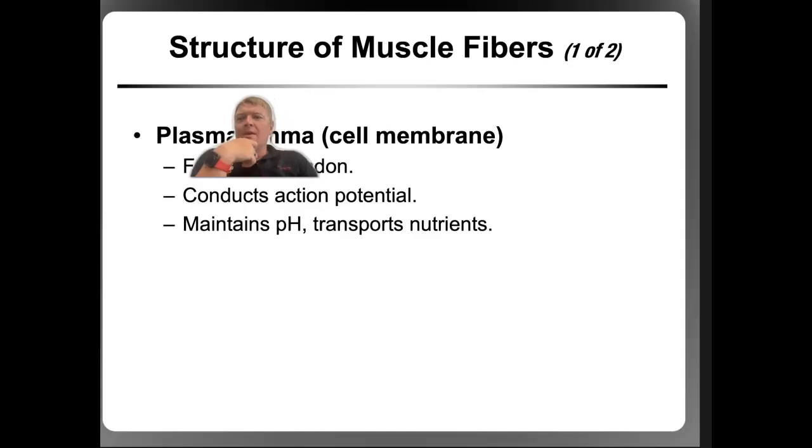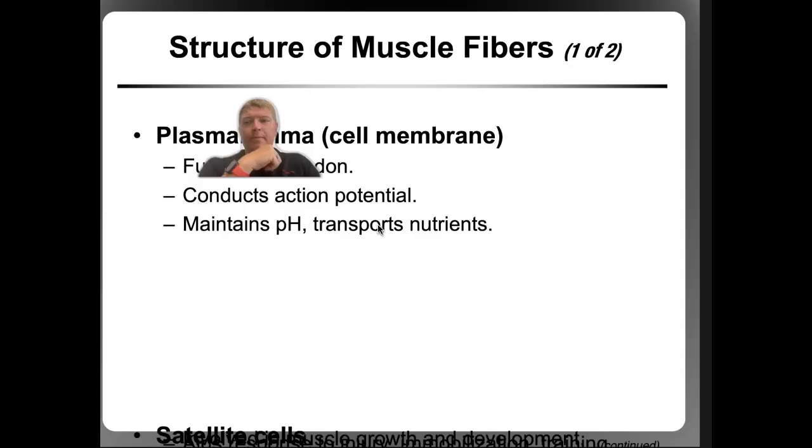The sarcolemma is the cell membrane on the outside of each individual cell, and those fuse with each tendon together. They conduct the action potential, so that's the energy. This also maintains the pH in each of your muscles and helps transport the nutrients. We'll go into tons of those details in Chapter 2.